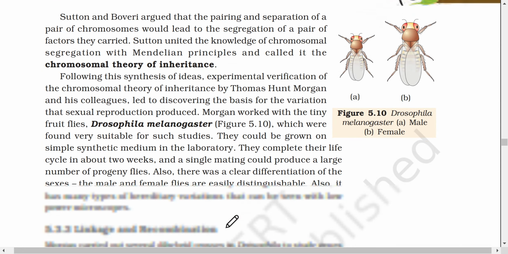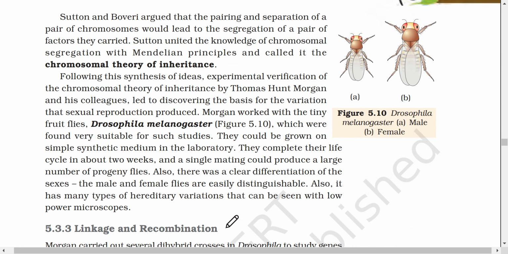Sutton and Boveri argued that the pairing and separation of a pair of chromosomes lead to the segregation of a pair of factors they carried. Sutton united the knowledge of chromosomal segregation with Mendelian principles and called it the chromosomal theory of inheritance. Then we had Morgan, who is also known as the father of experimental genetics, who experimentally proved the chromosomal theory of inheritance.